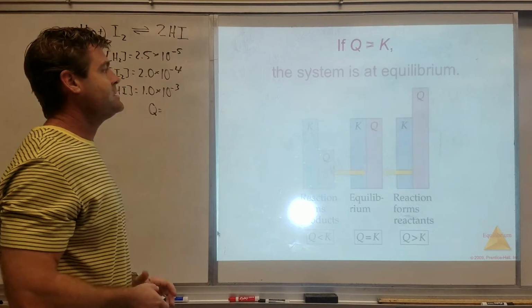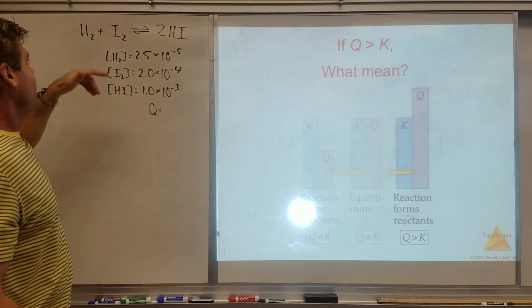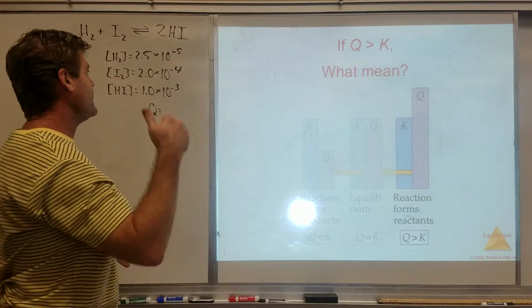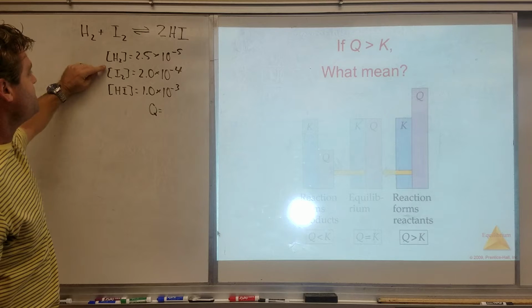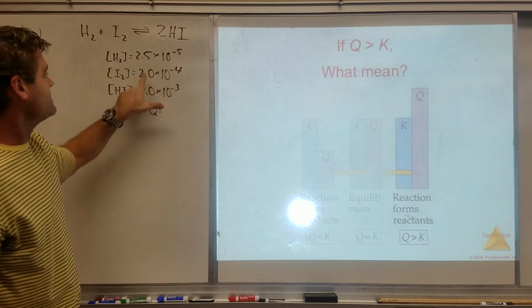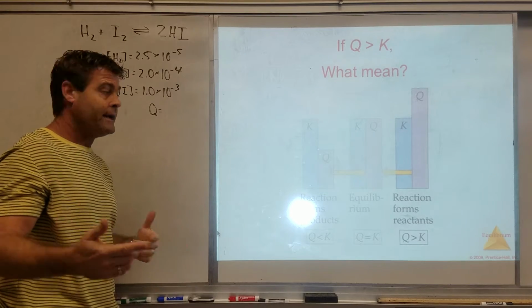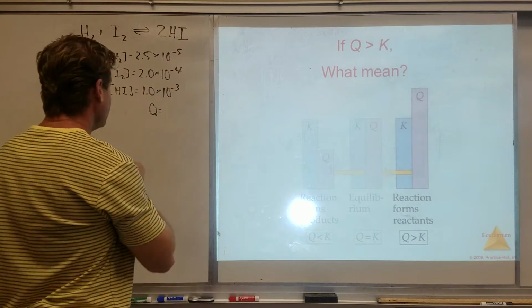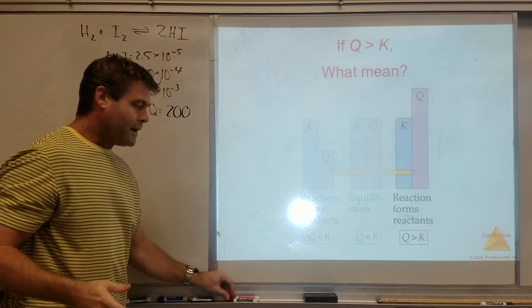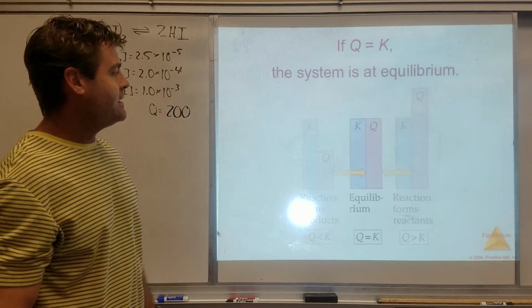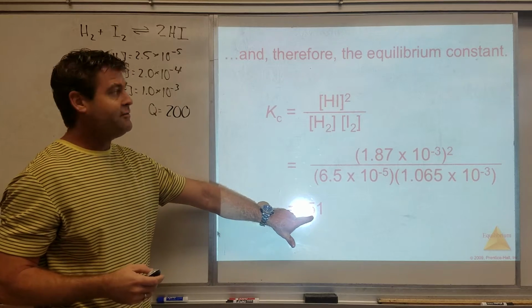But let's say you get a situation where Q is greater than K. For example, let's say we allow this reaction to go, and at a certain point we're able to isolate all the reaction species and we get these concentrations. So what would I do? I would plug those into the equilibrium expression. And just to make it shorter, let's say I plug those in and this is what I get: Q is 200. What would I recognize? You remember what K was for that reversible reaction? Going back so you can see, K is equal to 51.